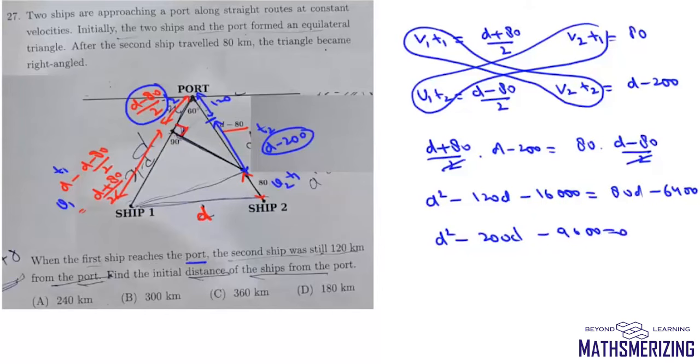Now we solve this quadratic equation, we'll get the value of D as either minus 40 or 240. Now it cannot be negative. So the distance between these two ships initially is 240 kilometers, and that's your option A.